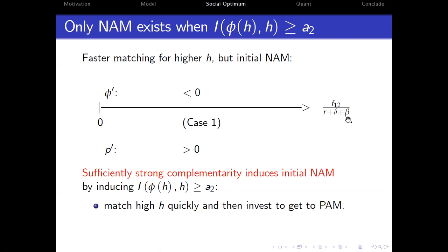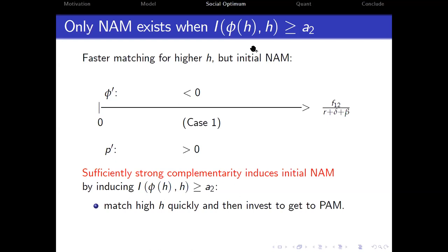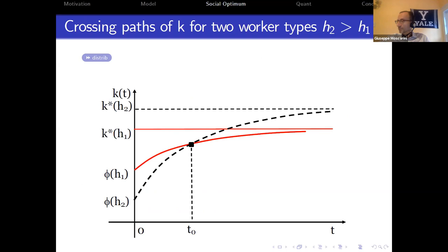No, I understand. But the I of phi HH, the I function, is an investment function. It's an endogenous object. Yeah, I know. What I'm saying is that if you push F12 to be high enough, the capital I function will be greater than this cutoff A2.